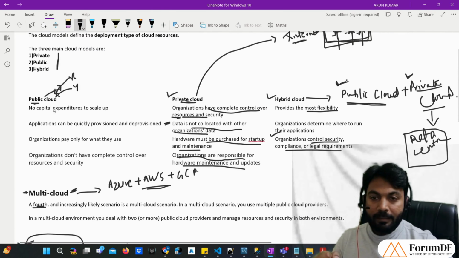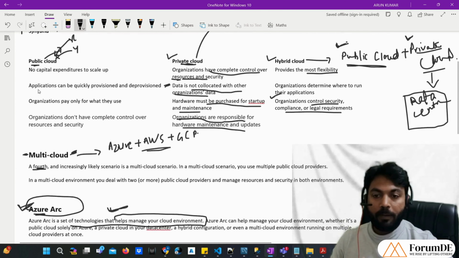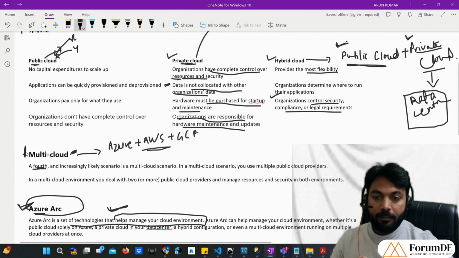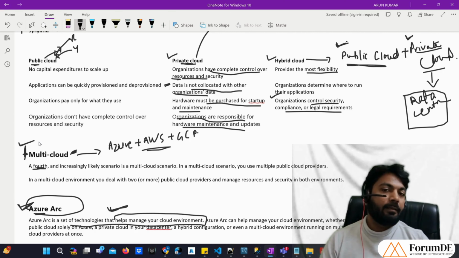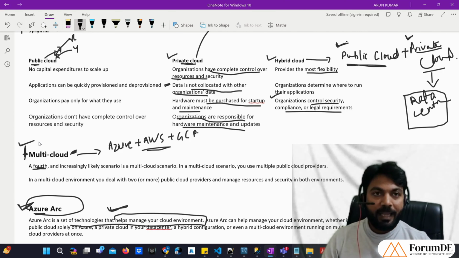Apart from this, these three are the main cloud models, and multi-cloud is also one of the key terms that is increasing in the field of cloud models. So I hope that you like this video.